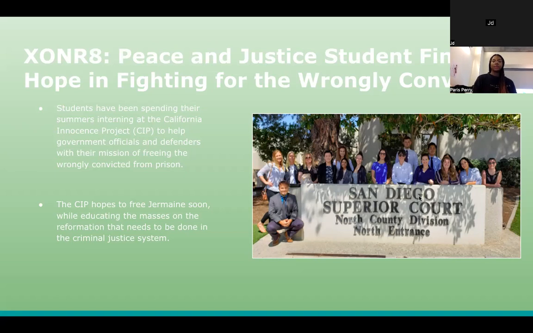So the CIP is filled with a lot of great people that have used their own time, their own energy, and their own money and their own resources to help fight for the lives of men and women who've been shut out by a system that is supposed to protect them. And the CIP hopes to free Jermaine soon rather than later, while educating the masses on the reformation that needs to be done in the criminal justice system overall.